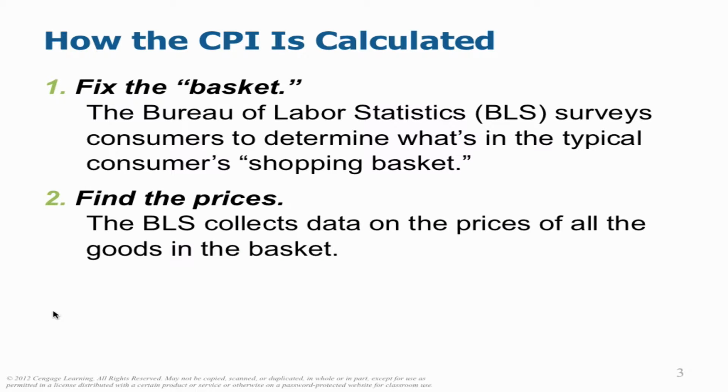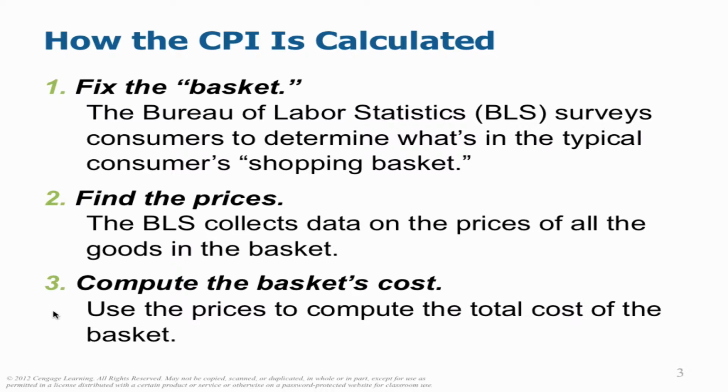So then the second step is to find the prices. They go out and they collect data on the prices of the goods. And they do this all across the country. They actually create regional CPIs as well, because we know cost of living here is different than if you're living in San Francisco or New York or rural Mississippi. Okay. These things are all different prices. And so then they add everything up and compute the cost of the market basket.